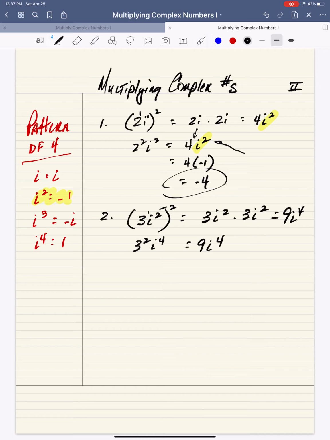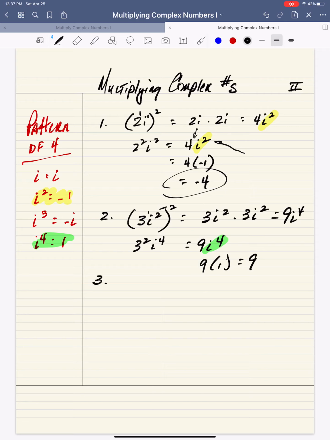Same answer. But again, along with that caveat, you have to say, okay, what's i to the fourth? And i to the fourth here is 1. So in that regard, you're just saying 9 times 1, which is 9.